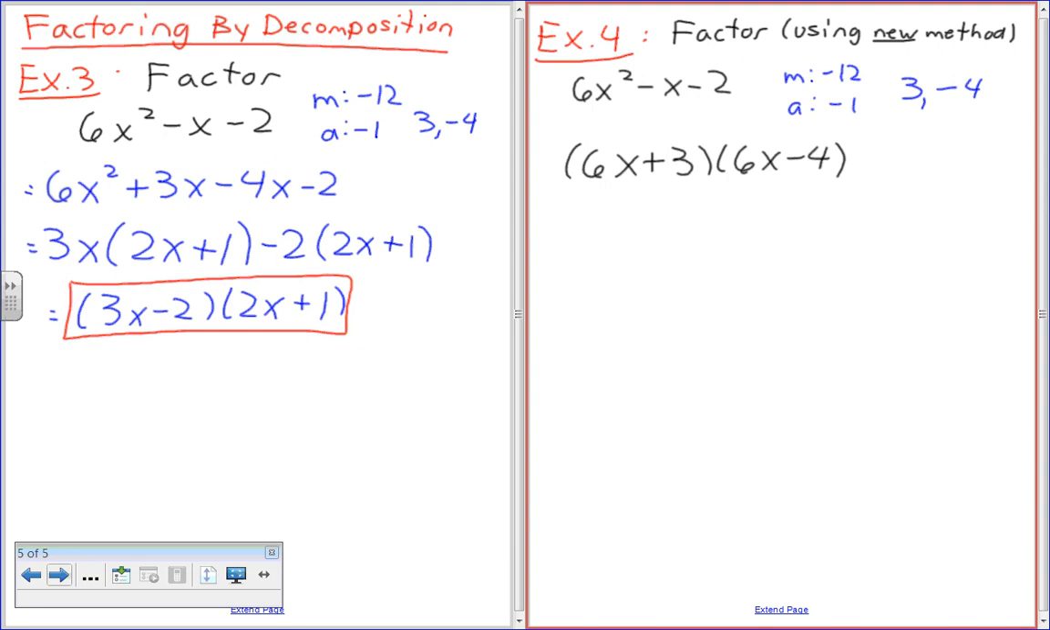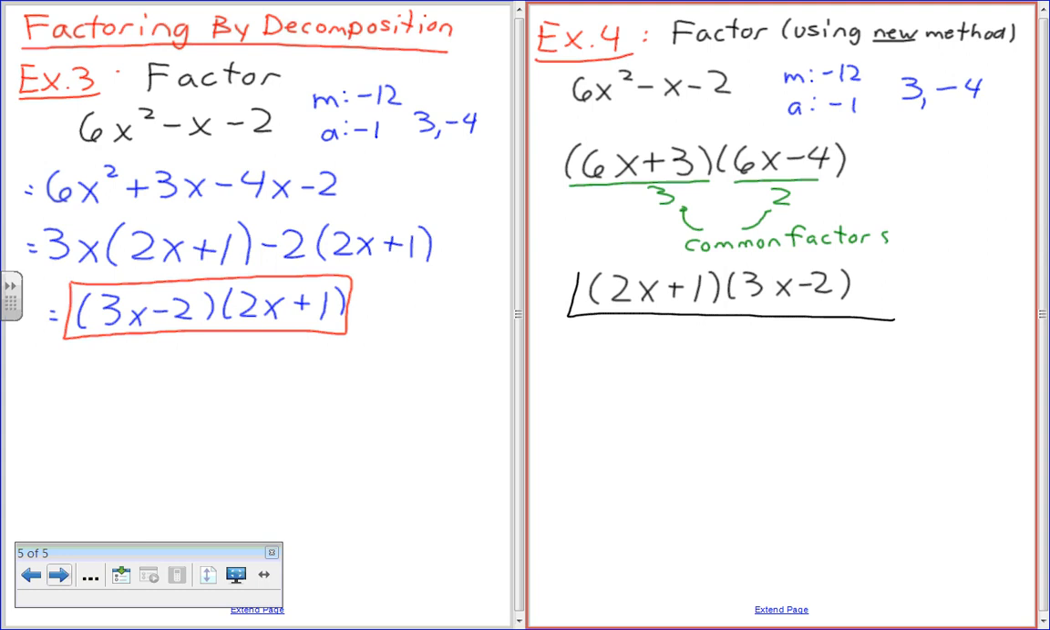So what I just did, just so we're clear here, what I just did was the 6x, ready guys? The 6 came from here and here, and the 3 and the 4 come from here and here. Okay, then what you're going to do is you're going to take out those common factors, and you get 2x plus 1 and 3x minus 2, which will be the same answer. That's the new fast way.